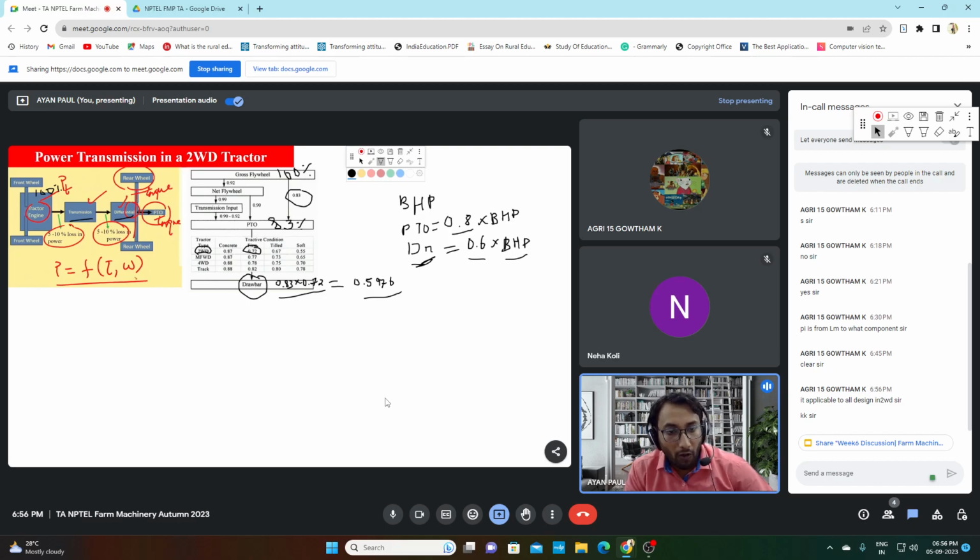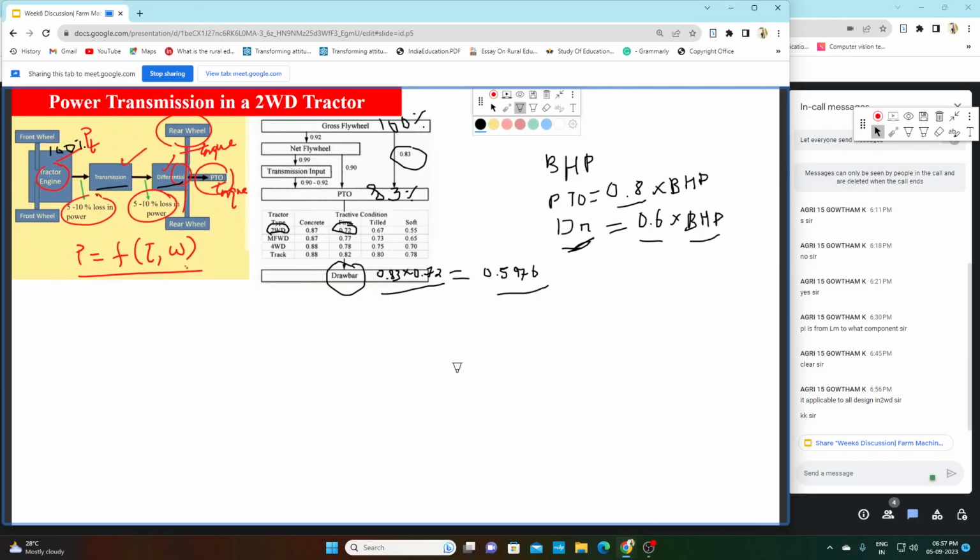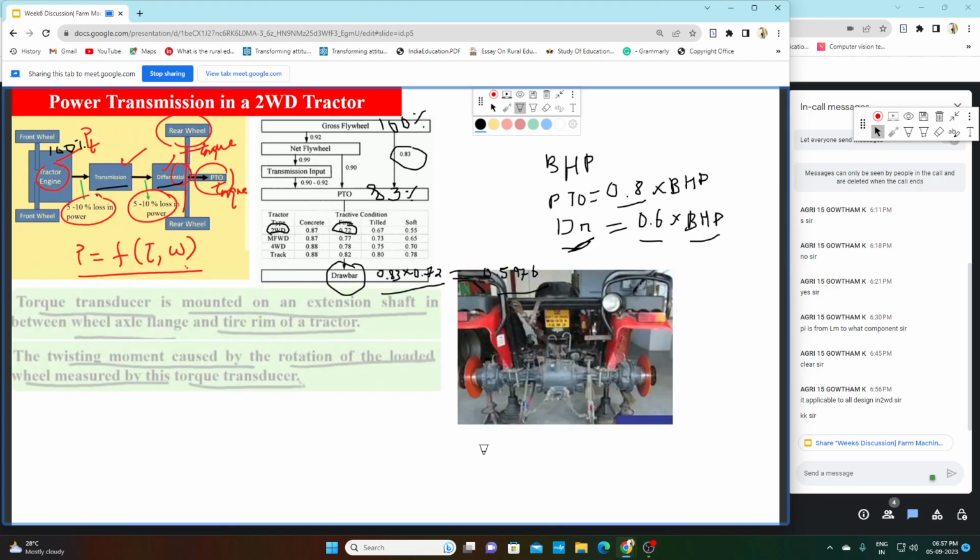And your PTO power is fixed, as it is not dependent on soil and other types of conditions. So our PTO power is always 83% of the brake horsepower. And for simplification, we write this 83% as 80%, that is 80% of brake horsepower. Okay, so I think this is clear. Now let me move to the next part.